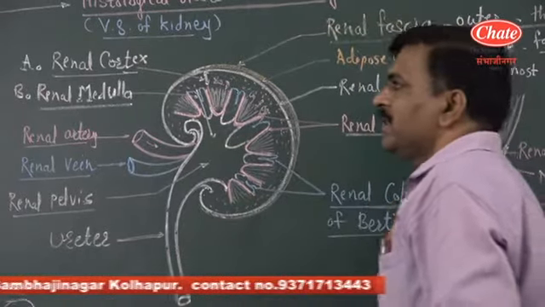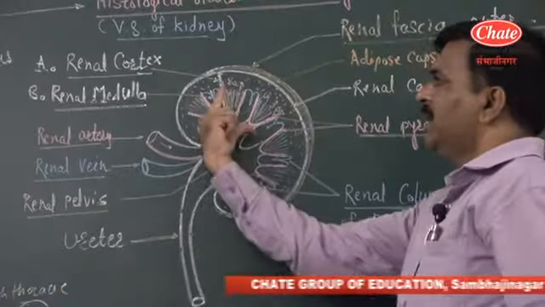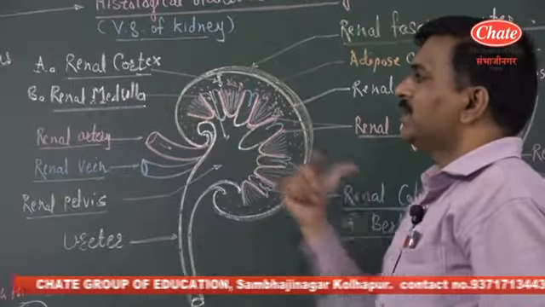Now second, that is the renal medulla. The renal medulla is the inner large area of the kidney.